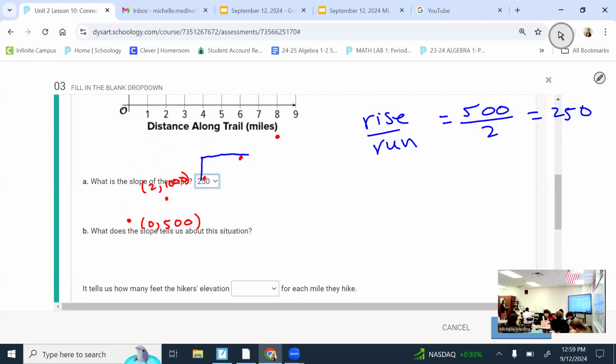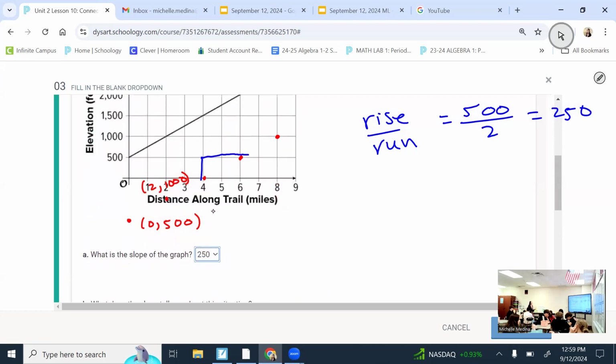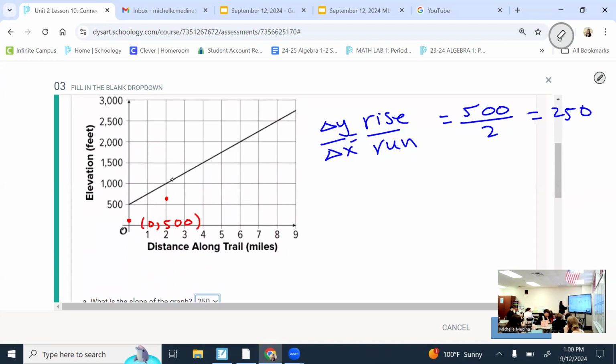Okay, 250. What does the slope tell us about the situation? So slope is always like your rate of change. So whatever situation is going on, your slope is what it's changing by each time. And it's like, since it's rise over run, you could say like change in y over change in x as well. Read your axes. My y-axis is elevation. So it's going up 250 feet for every, and then that's where you read your x-axis, every mile along the trail.